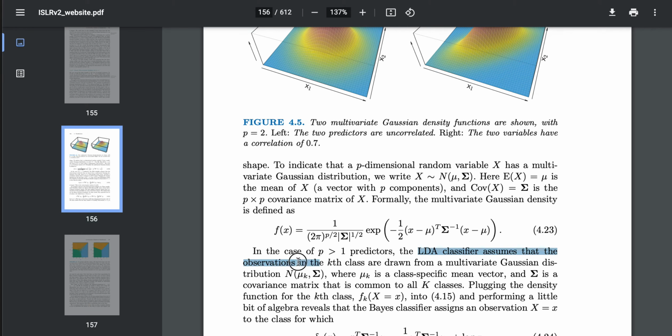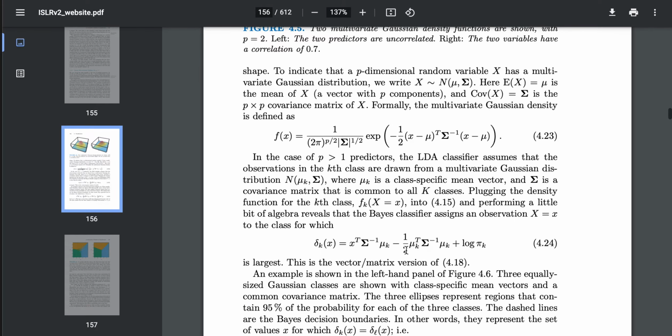For linear discriminant analysis, LDA assumes that the observations in the kth class are drawn from a multivariate Gaussian distribution, normal with mean mu k. So it's a class-specific mean vector, and sigma is a covariance matrix that is common to all K classes. So if we plug this into our formula and do the math, which I will skip, it is tedious, but it is straightforward.